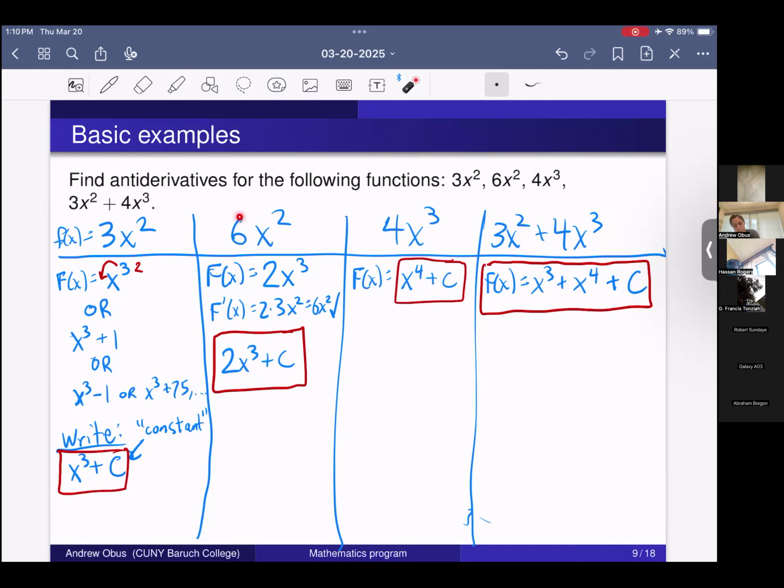Okay, so any questions about these examples? I mean, at this stage of doing antiderivatives, it's mostly just guessing. Although we'll talk in a little bit about some rules that you can use. But for now, you can basically just guess these answers.